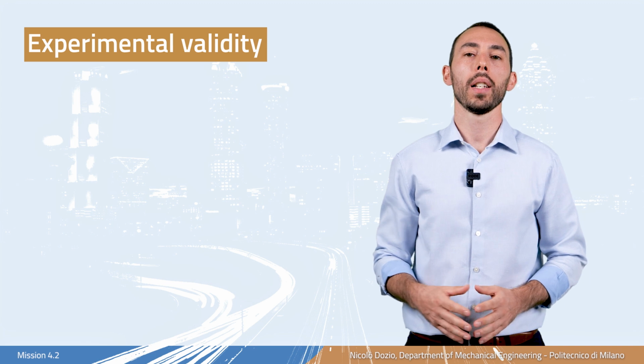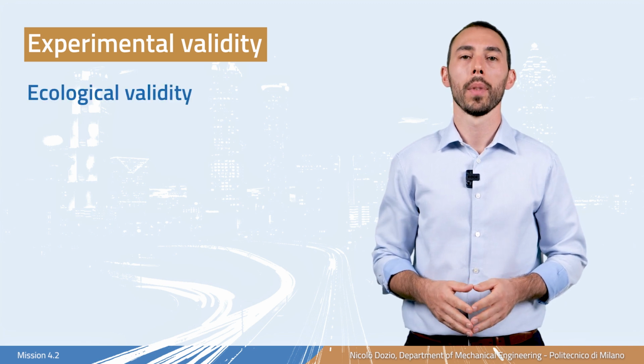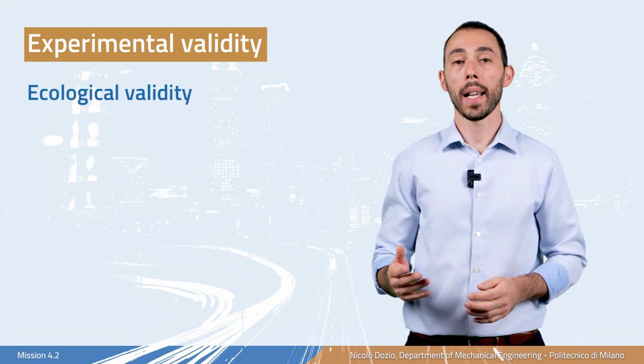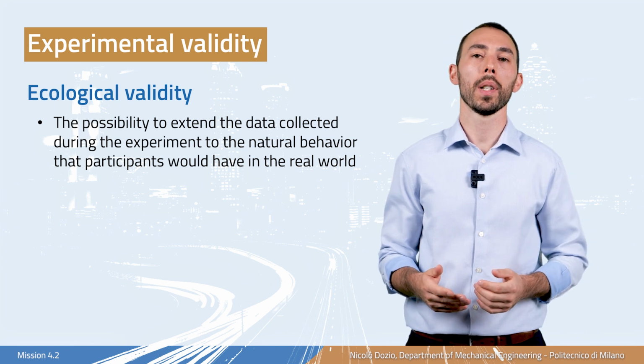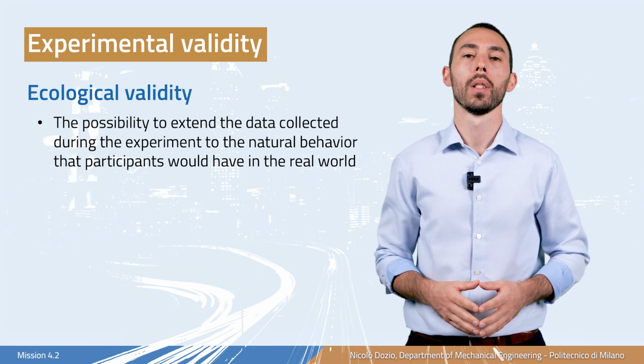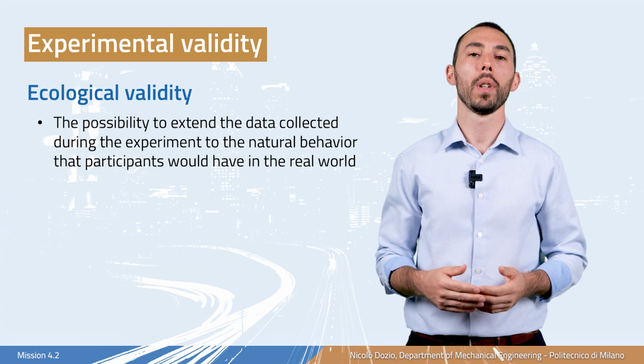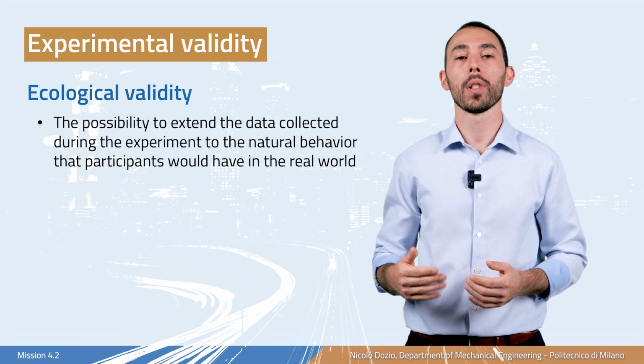The last aspect is called ecological validity, and is the possibility to extend the data collected during the experiment to the natural behavior that participants would have in the real world. For example, you could simplify the task of your study to increase control over the variables. However, by oversimplifying, there is a high risk of obtaining artificial results that do not reflect what really happens outside the lab.